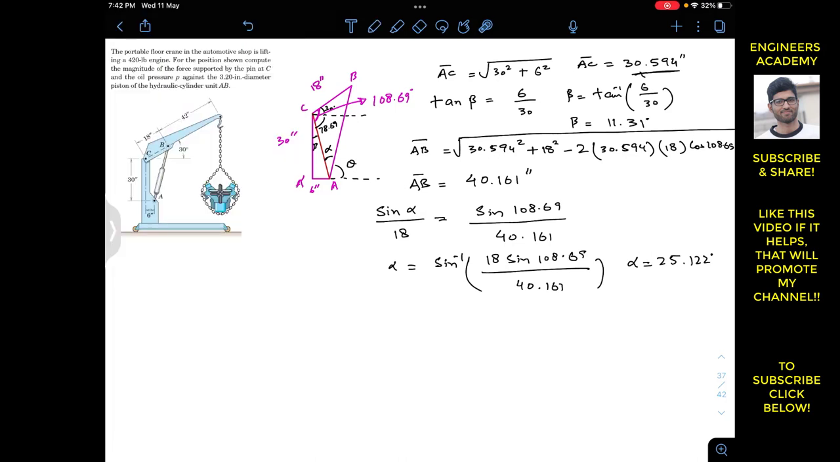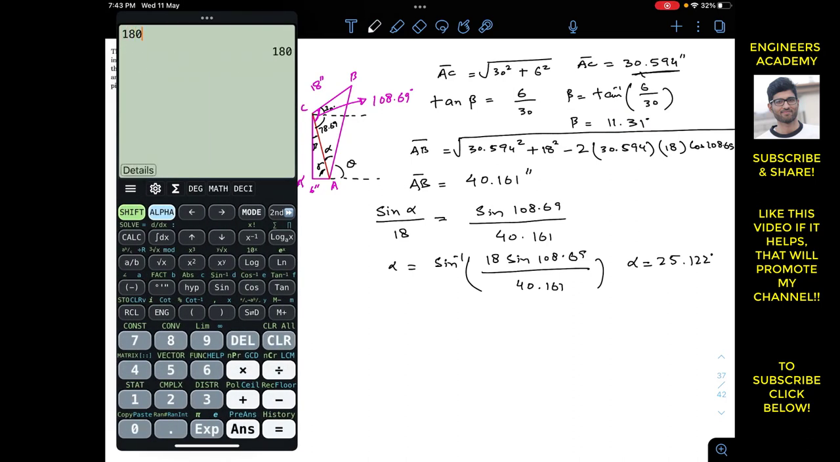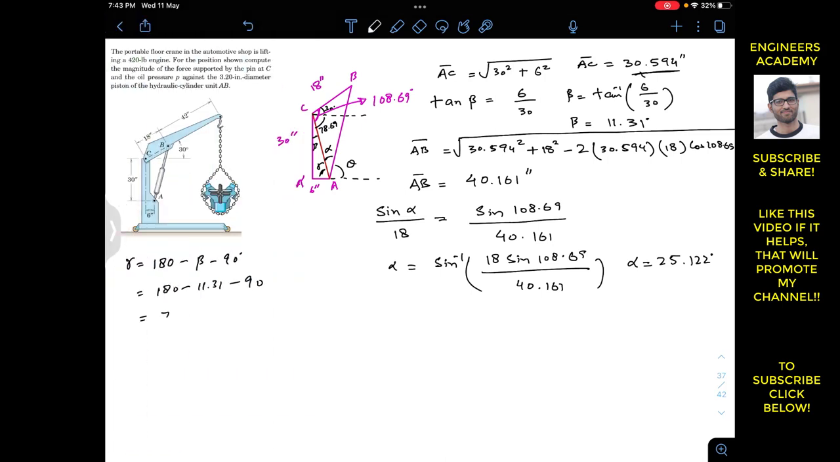Let's say we know this angle alpha and we want to find this angle theta. We have to find this angle first. This beta angle is known, and this is 90. This angle will be 180 minus beta minus 90 degrees, since the summation of the angles of a triangle is 180. Let's say this angle is gamma. So gamma is equal to 180 minus 11.31 minus 90, which gives us 78.69 degrees.